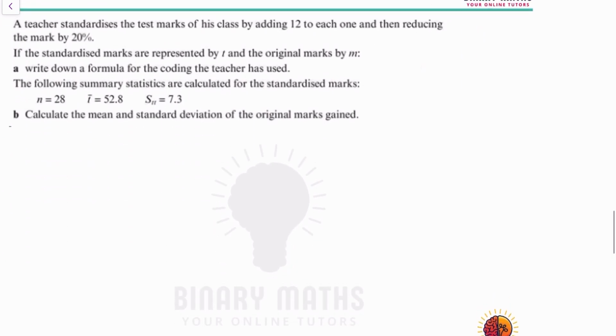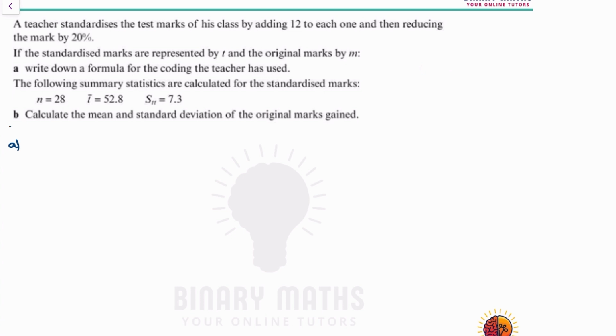A teacher standardizes the test marks of his class by adding 12 to each one and then reducing the mark by 20%. If the standardized marks are represented by T and the original marks by M, write down a formula for the coding the teacher has used.